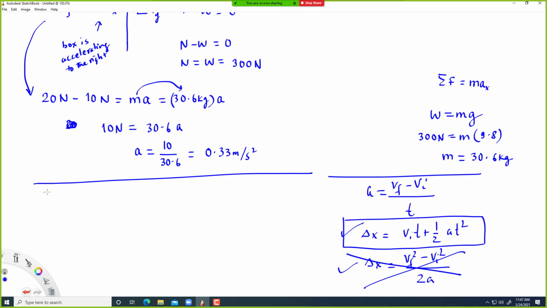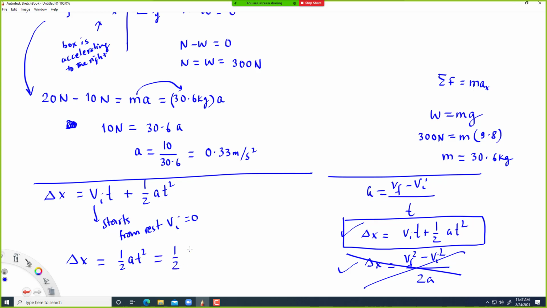Okay? So delta x is equal to VI T plus 1/2 A T squared. And the box starts from rest. So VI is 0. So delta x is 1/2 A T squared. We found the acceleration, and time is given, so time is 2 seconds. Okay, that gives us the displacement of 0.66 meters.